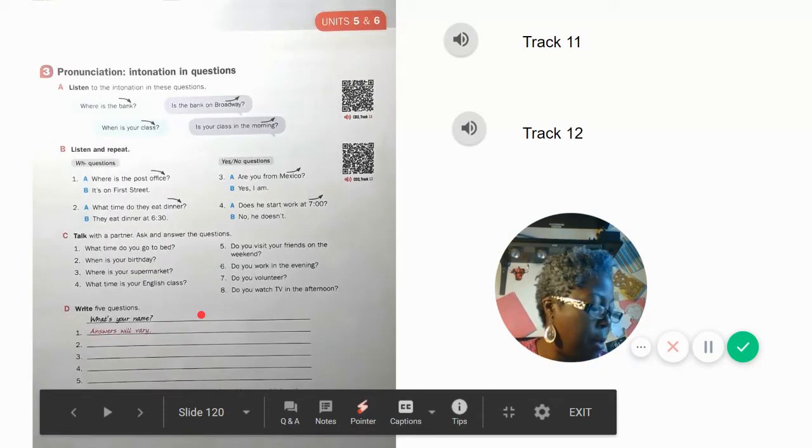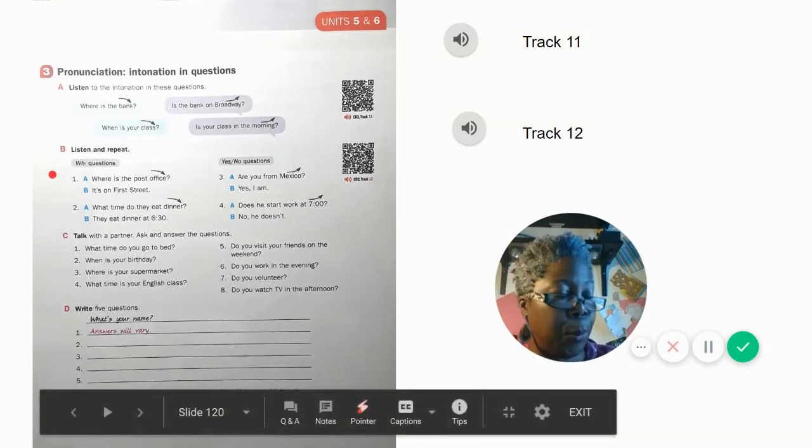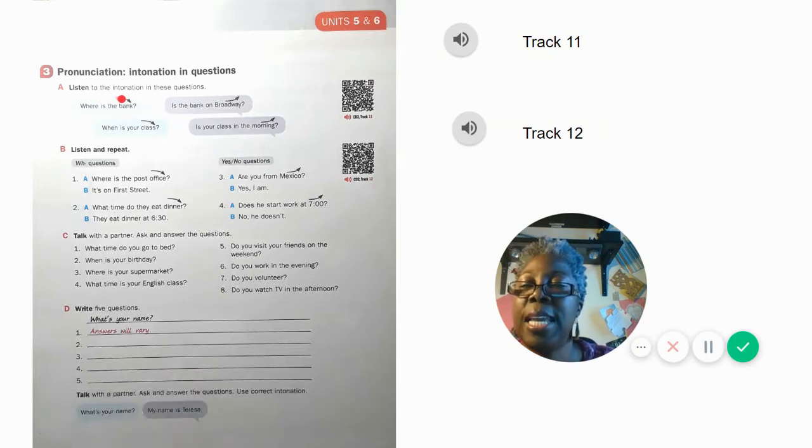So now we are on page 83. What we're going to do is practice intonation in questions. Intonation means your voice goes up or down at the end of a question. Your voice either goes up or it goes down at the end of a question. So let's look at exercise 3A. It says, listen to the intonation in these questions.